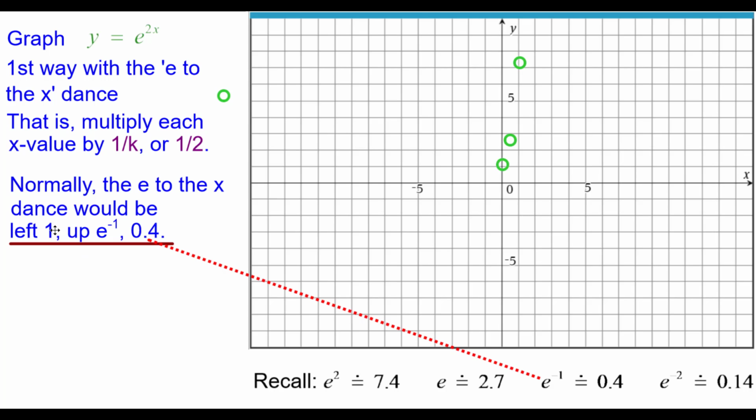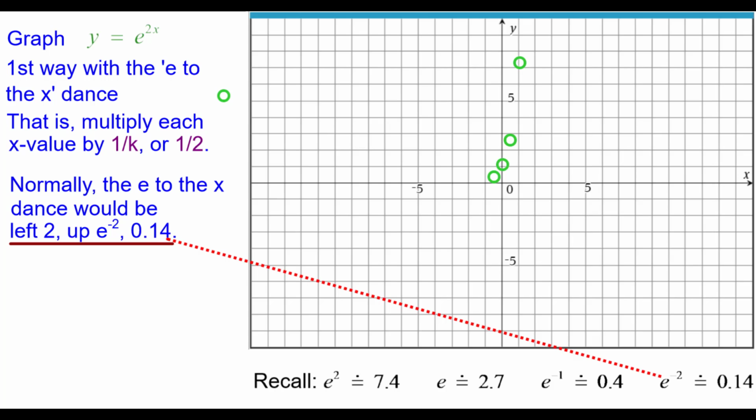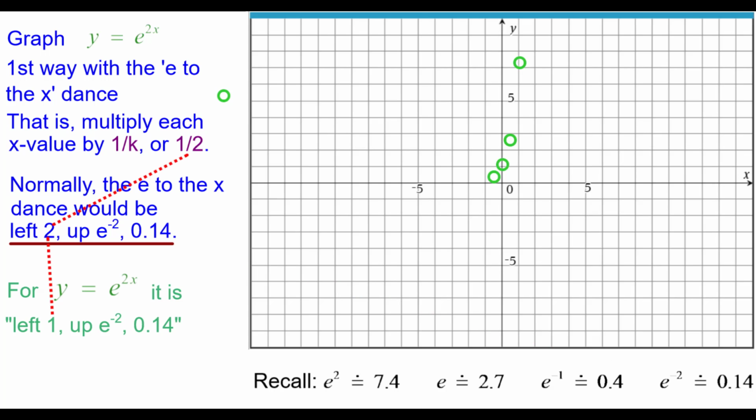Normally we go left 1 up e to the negative 1, which is 0.4. So go ahead and finish the next two. Press pause and resume when you're ready. So for ours, it's going to be left 1/2 up e to the negative 1. So left 1/2 up 0.4. And then left 2 up e to the negative 2. Ours is going to be left 1 up 0.14.